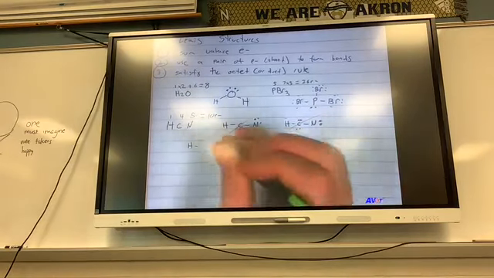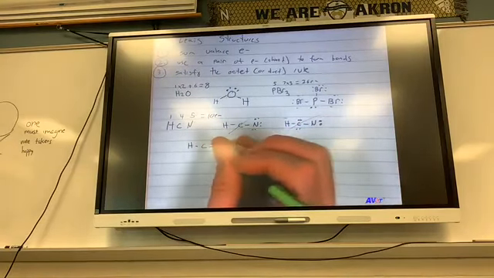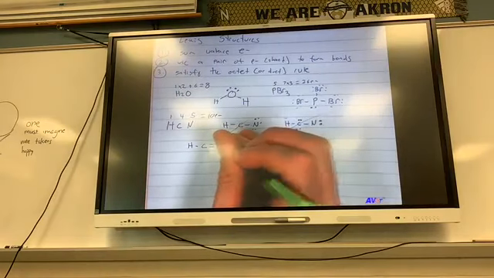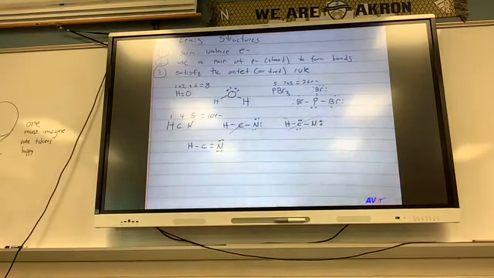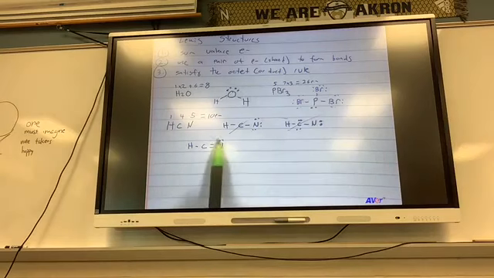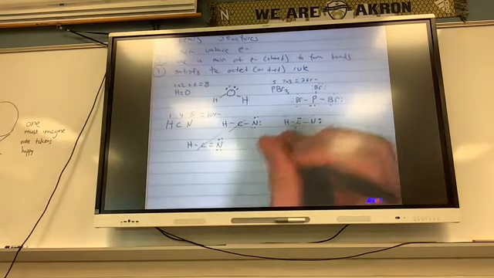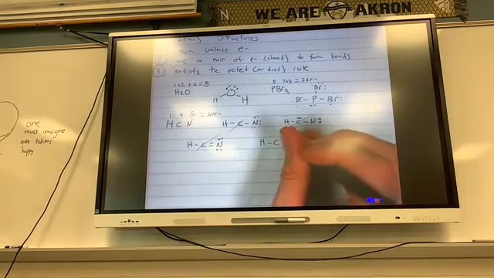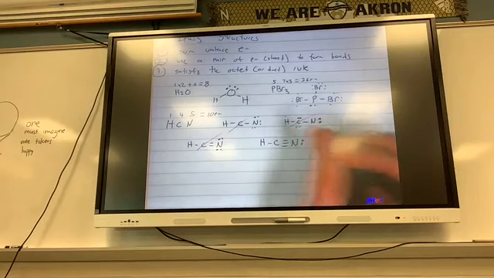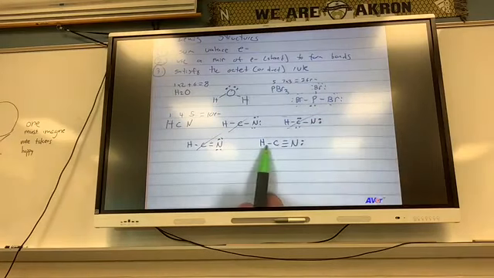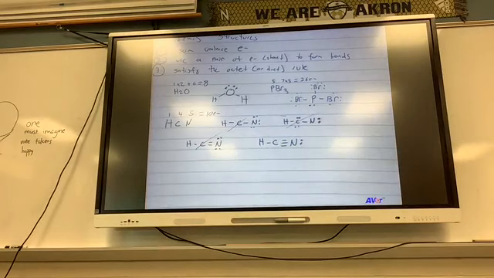I can't double bond to hydrogen because that won't work. What if I double bond to nitrogen? 2, 4, 6, 8, 10. That's good. Hydrogen's happy. Nitrogen's happy. Carbon only has 6. That won't work. So for this one, I have to do hydrogen, carbon, triple bonded nitrogen with 1 lone pair. Hydrogen has 2. Carbon has 2, 4, 6, 8. Nitrogen has 8. Everyone's happy.